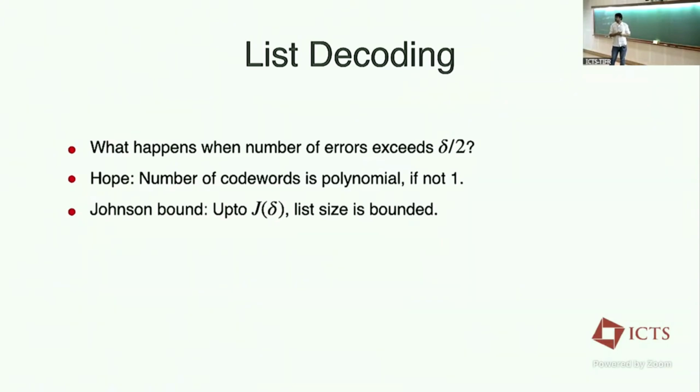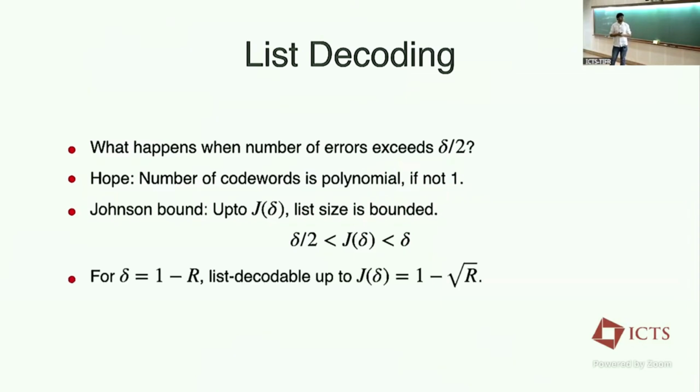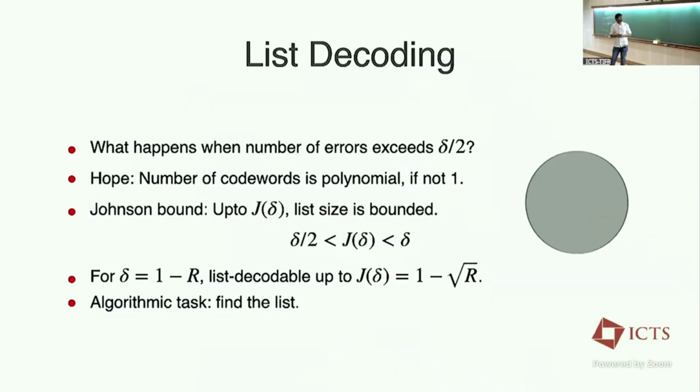There is always a threshold between delta over 2 and delta, up to which the list is bounded. And this is the Johnson bound. When this delta is of the form 1 minus r, the Johnson bound is 1 minus square root r. And the algorithmic task is to find the list. The combinatorial bound just holds based on the distance for any code. But the algorithmic task is often not clear.